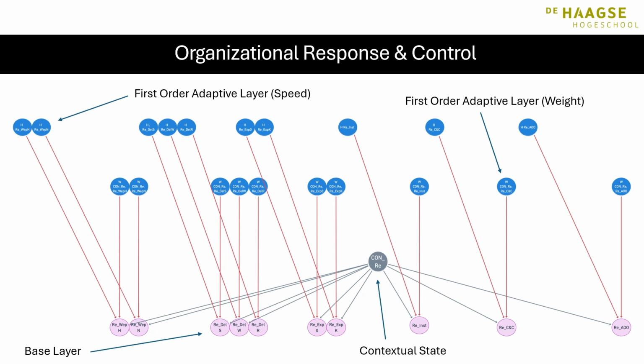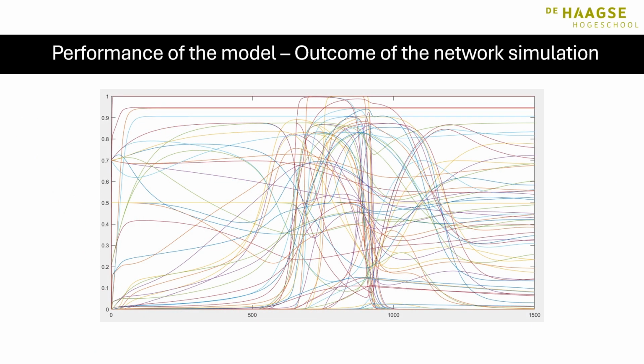If they predict incorrectly where it is, they're going to try to suppress the wrong part of the cyber kill chain, resulting in it not being effective. And lastly, we have the first order adaptive layer of speed, which is meant to prevent the organization from reacting too soon and makes the response a bit slower. Here you can see an outcome of our simulation. However, because this is not readable at all, we're going to look at it piece by piece.